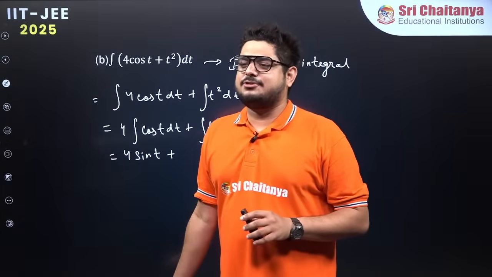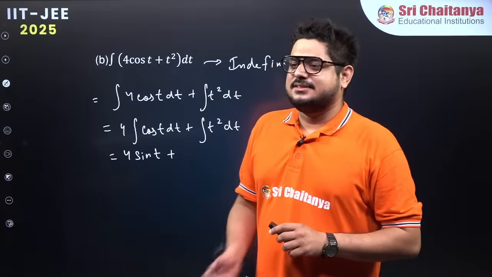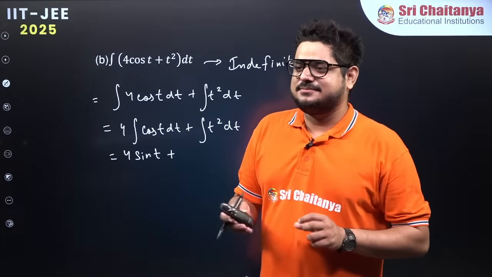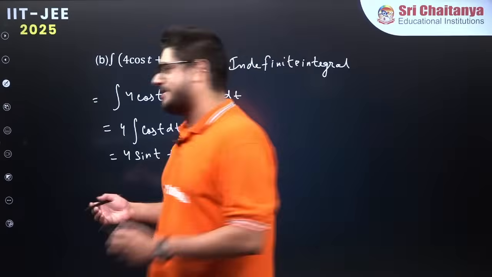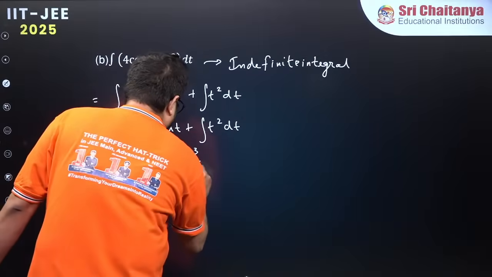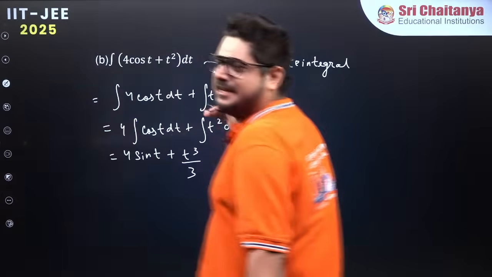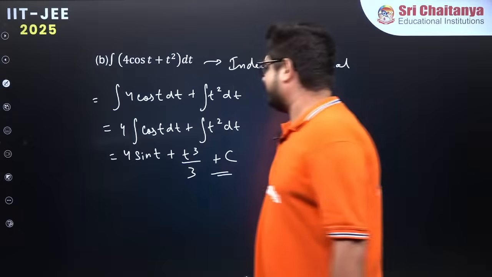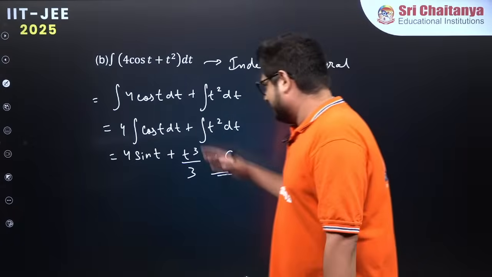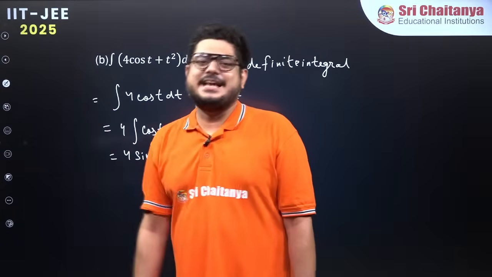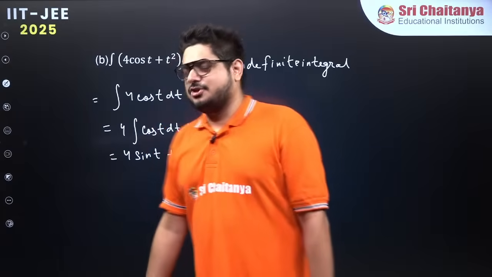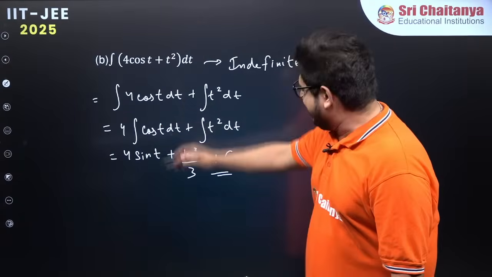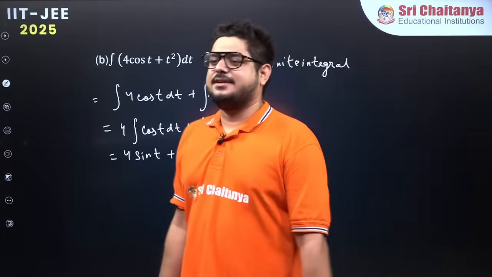What is the integral of t squared dt, everyone? T squared dt का integration क्या होता? T cube by 3, t cube by 3. Yes, correct. So plus t cube by 3, and since it's an indefinite integral, we need to write down a plus c along with it, such that the indefinite term gets validated. Okay, so this is going to be your answer. After solving this, you will be getting this as the answer to the question.